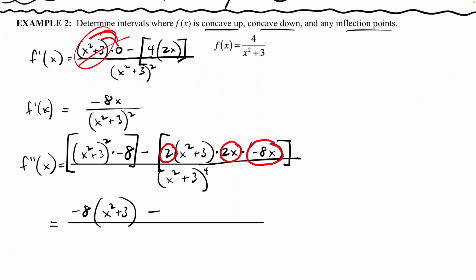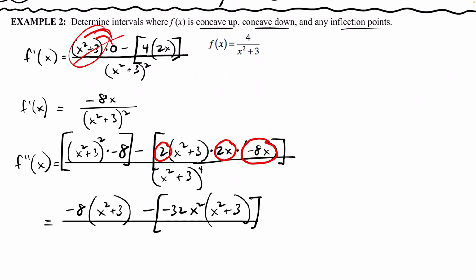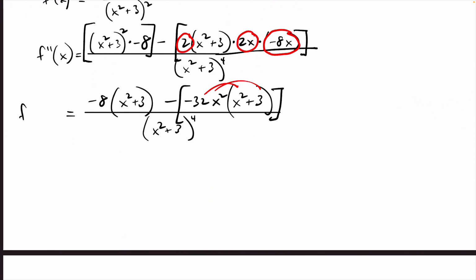So that's going to be negative 32. So we'll have negative 32x squared, and then x squared plus 3. So we're going to distribute that. Bottom stays the same. This looks evil. Okay. All right. Squared, yeah, just saw that.